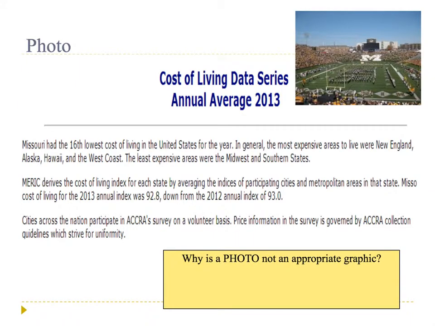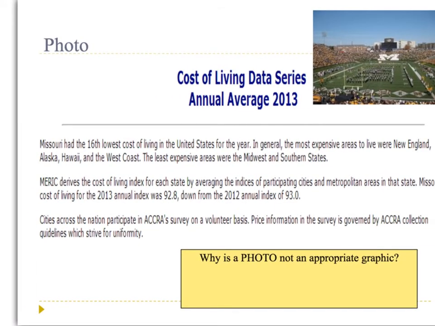Okay, so now I need to figure out why a photo is not an appropriate graphic for this text. So I know that the text is about the cost of living in Missouri, because it talks about here that Missouri has the 16th lowest cost of living in the United States for this year. It also talks about how they looked at other areas of the country to see what the cost of living was there. Then it talks about the different organizations they use, like ACRA, to survey and to find this information. So this is an informational text.